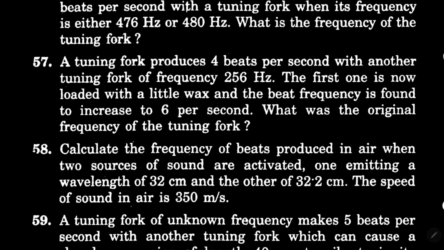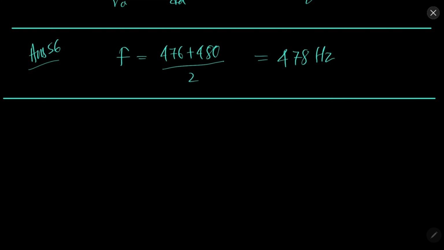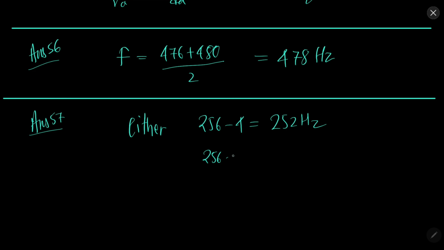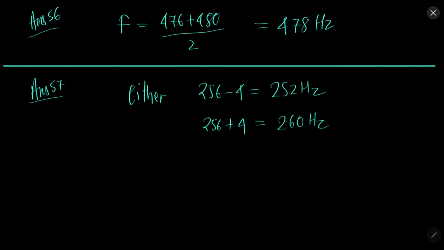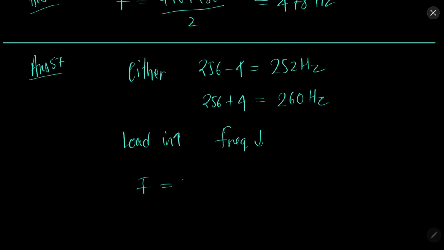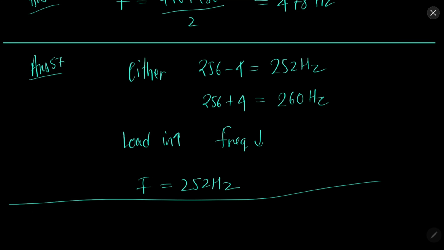In question 57, a tuning fork produced 4 beats per second. What was the original frequency of the tuning fork? Solution 57. So it is either 256 minus 4, that is 250 Hertz, or 256 plus 4, that is 260 Hertz. Now as load is increased, frequency decreases. Load increase, frequency decrease. So obviously this minus sign will be used, that is frequency will be 252 Hertz. Frequency will reduce.